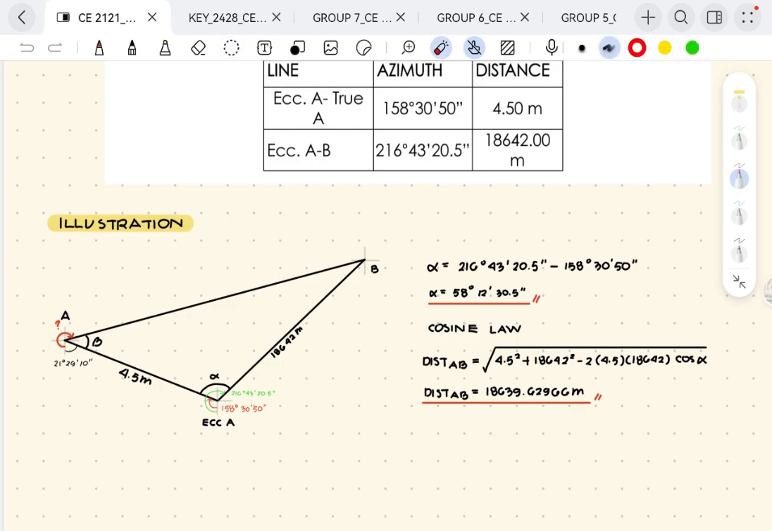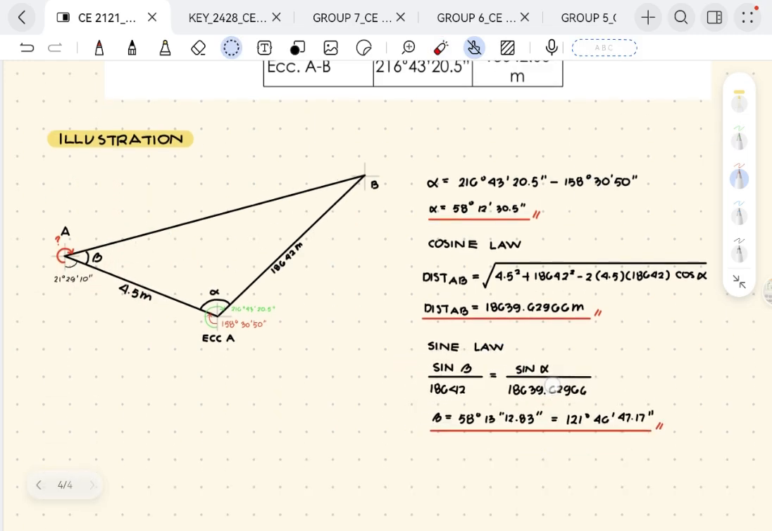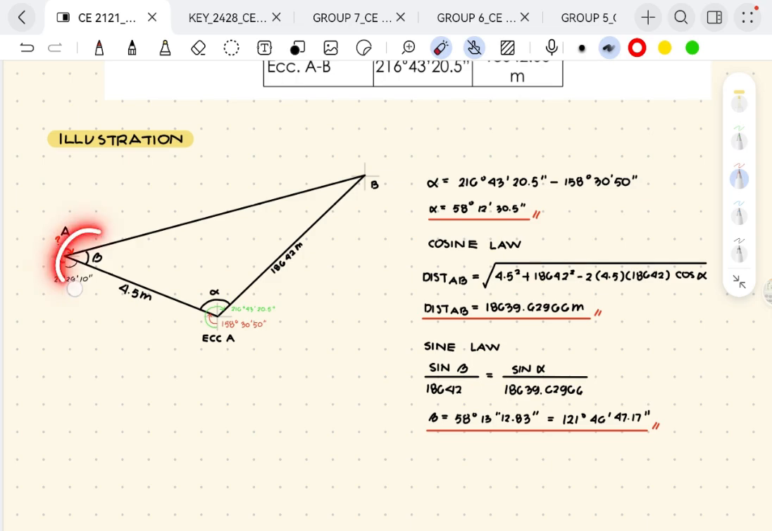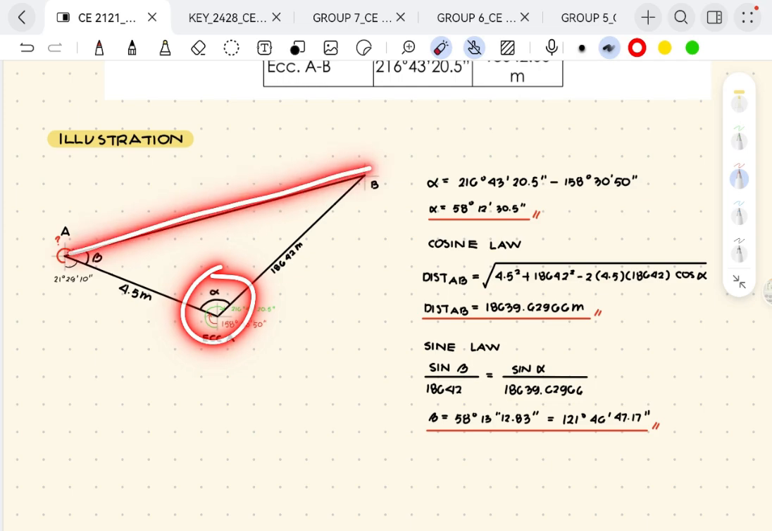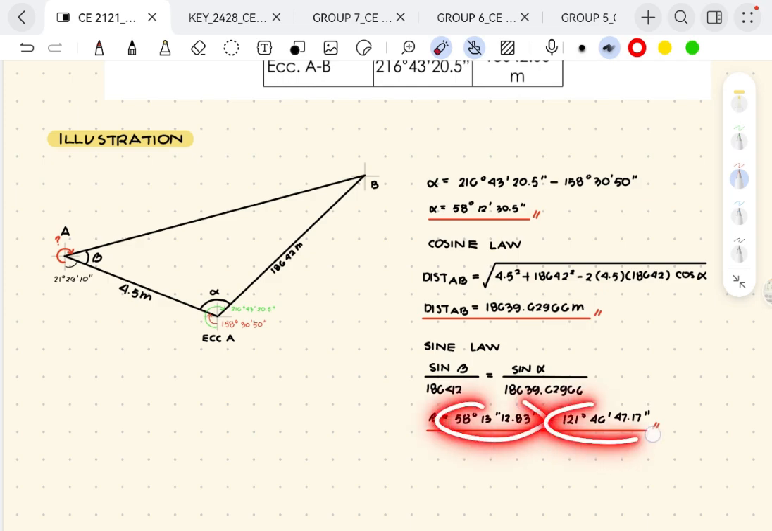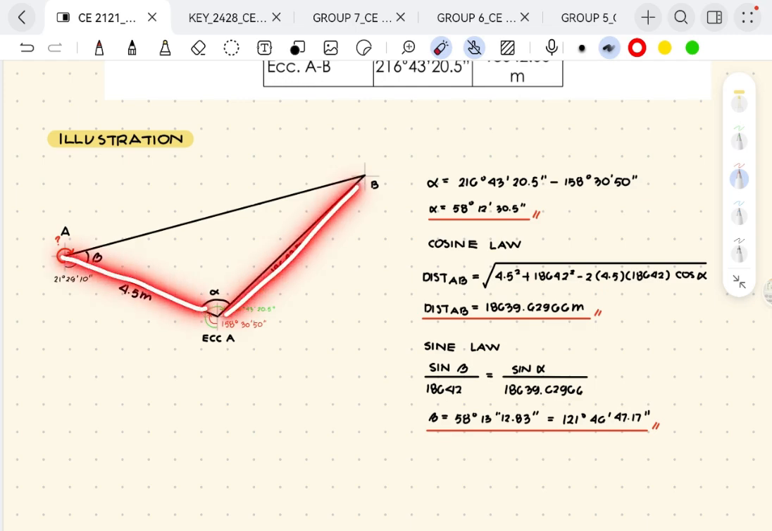So in order to solve for beta, we're going to use sine law. So using sine law, we have sine beta, which is this one, the opposite side to it is 18,642. Sine alpha, the opposite side to it is our distance AB. We can already solve for beta, but take note, we're going to be able to come up with two answers because this is a triangle with an ambiguous case. Ambiguous case meaning we have two sides known and then one angle, or SSA case.